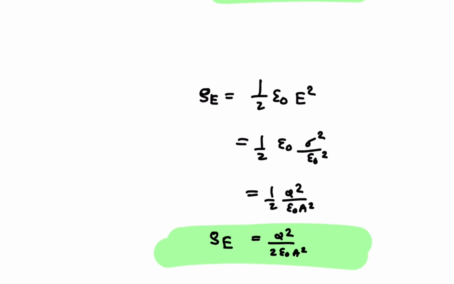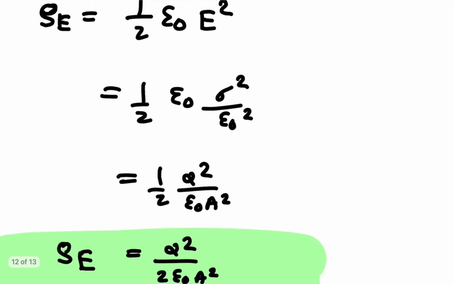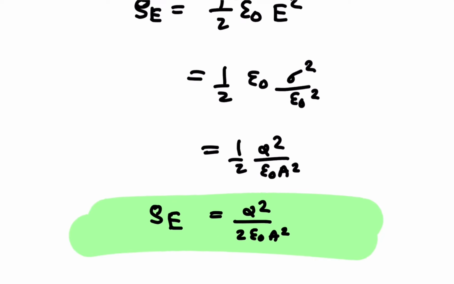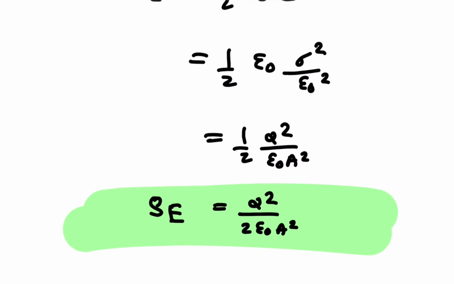For energy density, rho E is equal to 1/2 epsilon naught E square. In place of E square we can write sigma square upon epsilon naught square, since E is equal to sigma by epsilon naught, the net electric field between the parallel plate capacitor. So 1/2 epsilon naught times sigma square upon epsilon naught square. In place of sigma again we can write Q by A, so sigma square is equal to Q square upon A square. After simplifying, the energy density rho E comes out to be Q square upon 2 epsilon naught A square.